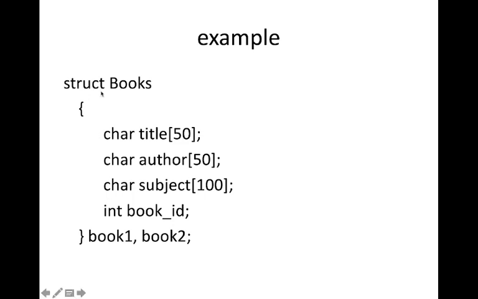A is of type integer, B is of type integer. Similarly, structure is also a data type. This books is also a type of data type. So book 1 and book 2 are of type books.